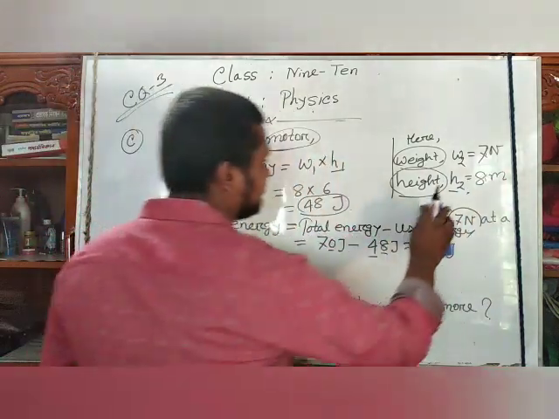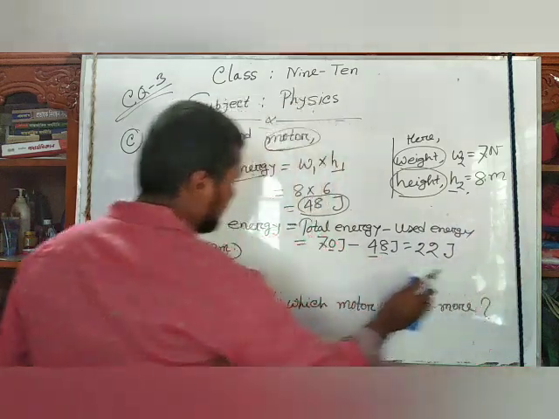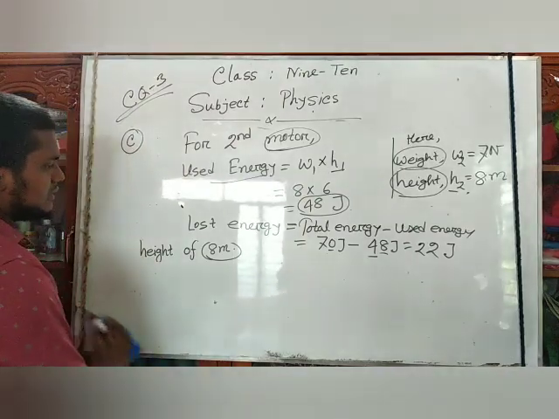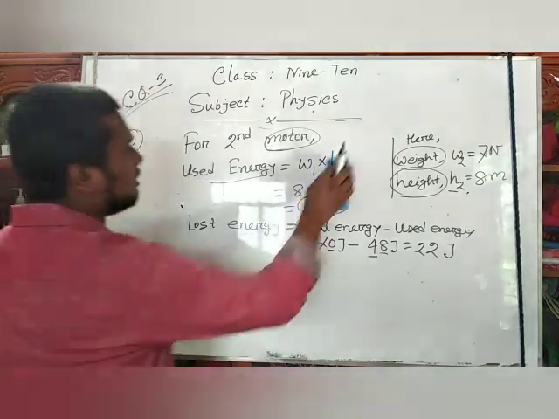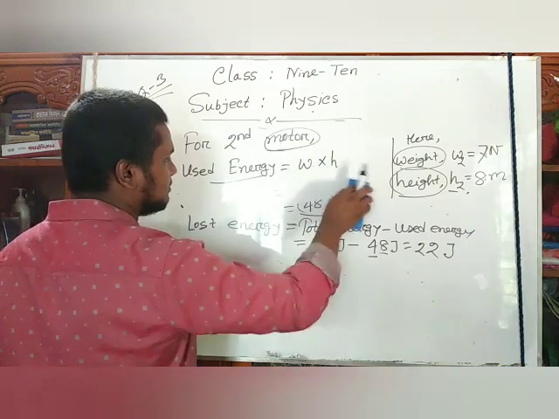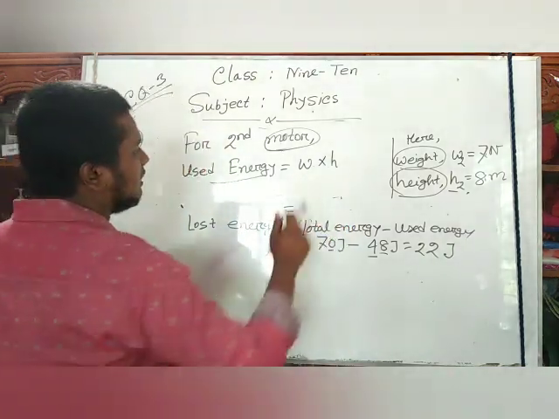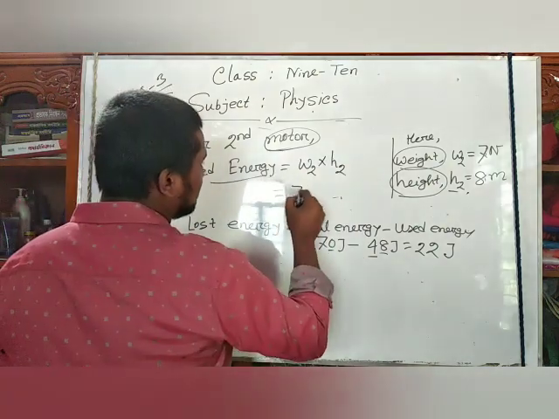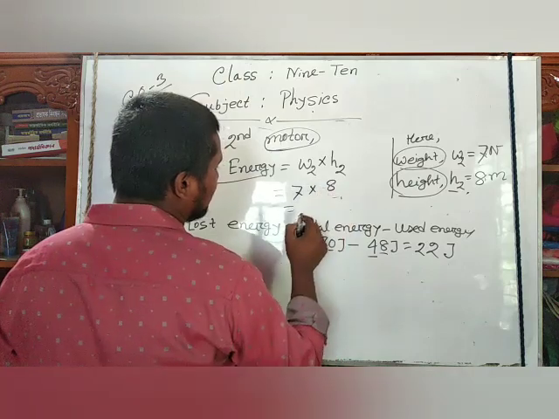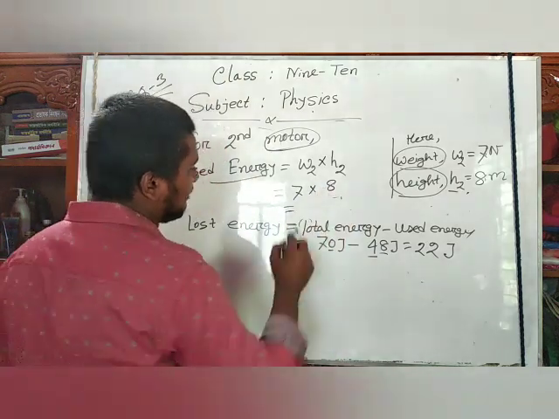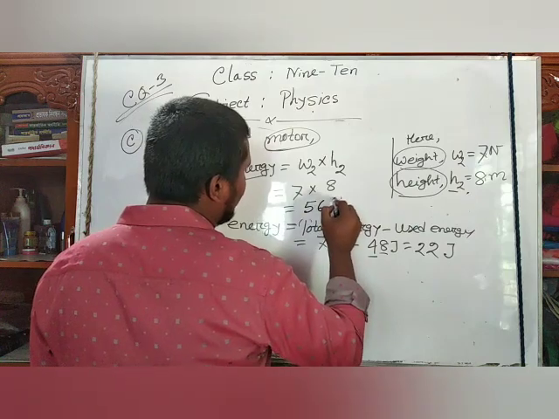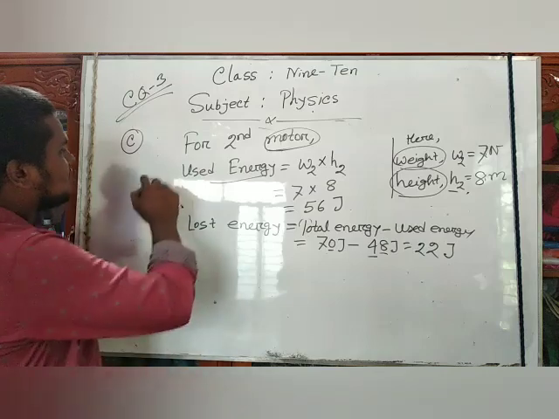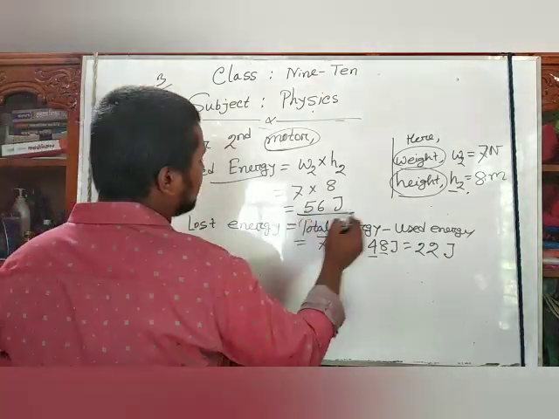You see that the value of the used energy W2 is W2 into H2, that means 7 into 8. What is the result? The result is 56, and this unit is joule. So for the second motor we find out the used energy is 56 joule.